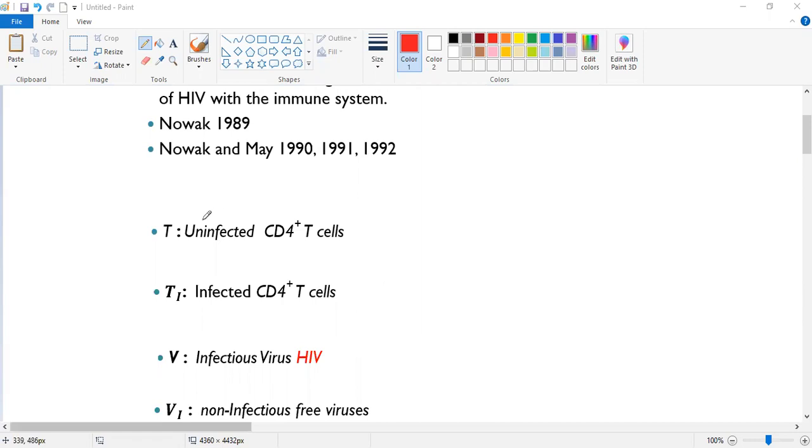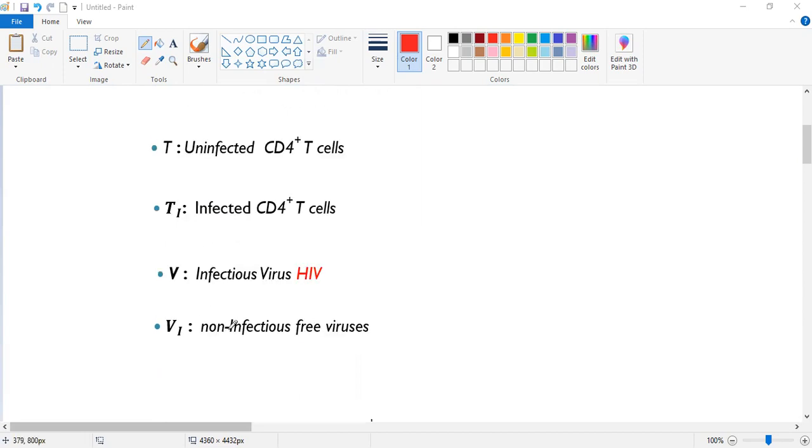The first one is T, the uninfected CD4 T cells. The CD4 T cells infected by the virus are represented by TI. The infectious virus is represented by V, and the non-infectious virus is represented by VI.